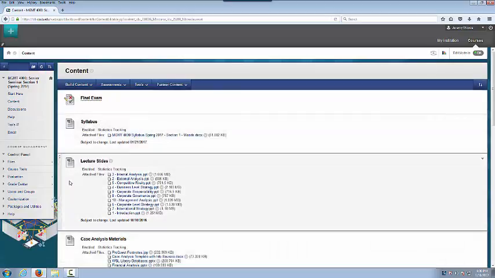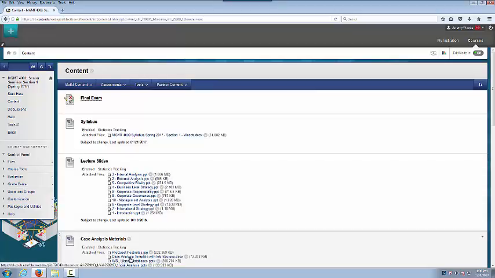So, in the content section of Blackboard, under Case Analysis Materials, you'll see Case Analysis Template with Info Sources. That is the template that I want you to open up as a group, and you're going to fill it out. You'll see there's a bunch of different tables and charts and stuff that I want you to fill out over the course of the semester. So open that up.